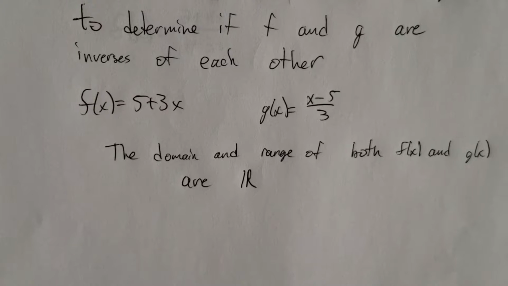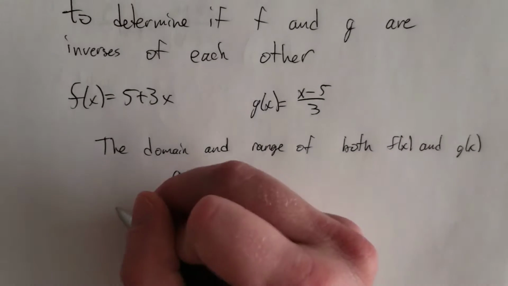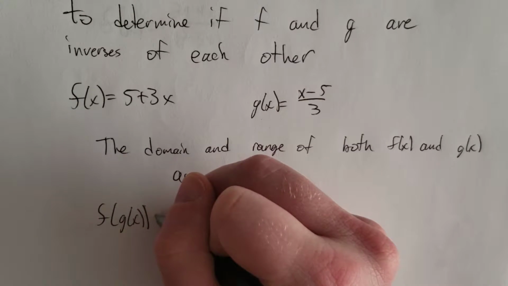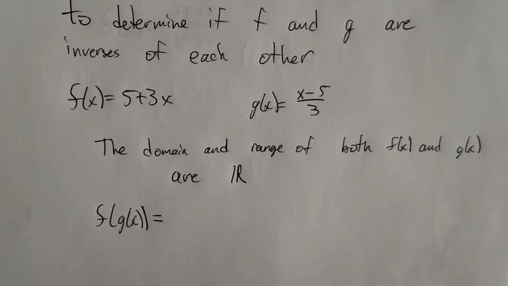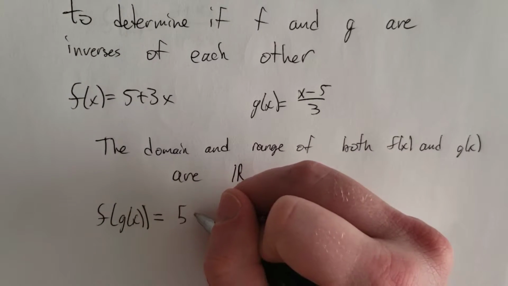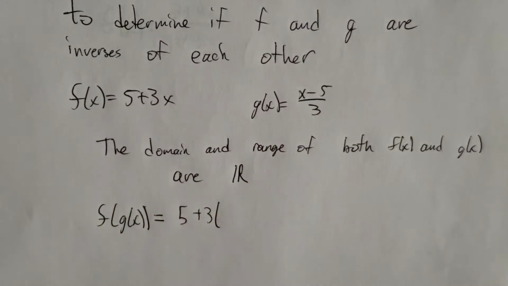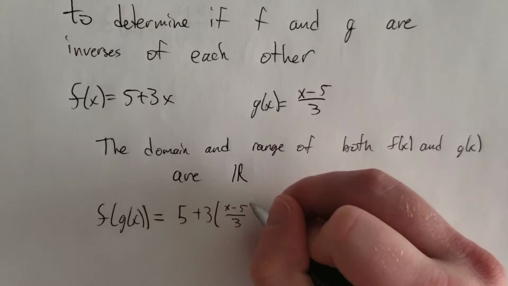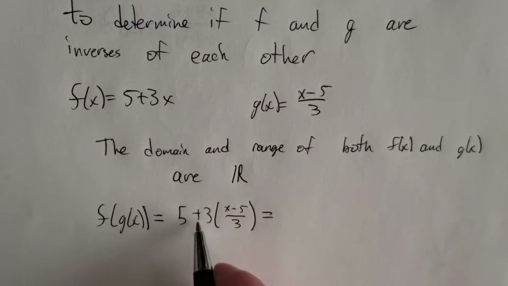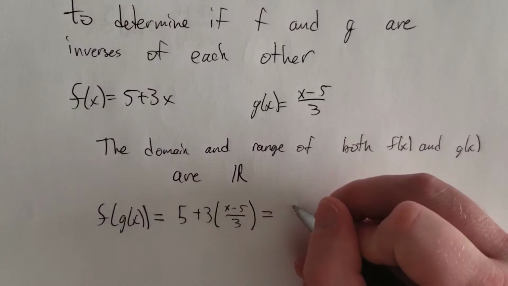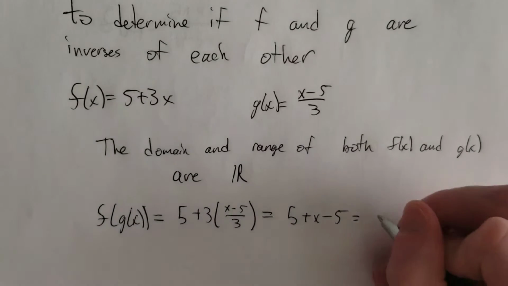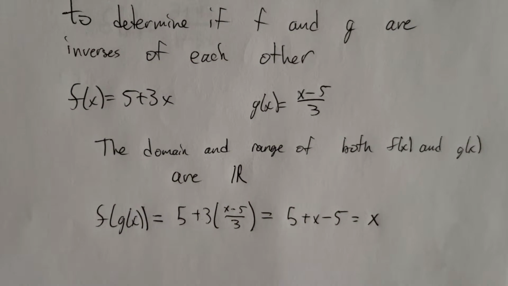So really, we just need to show that f of g of x is equal to x. So let's verify that. This is 5 plus 3 times, and we replace x with g of x. So this is x minus 5 over 3. 5 plus 3 times this quantity. 3 over 3 cancels, so this is really 5 plus x minus 5. The 5's cancel, and we get x. So far, we're looking good.